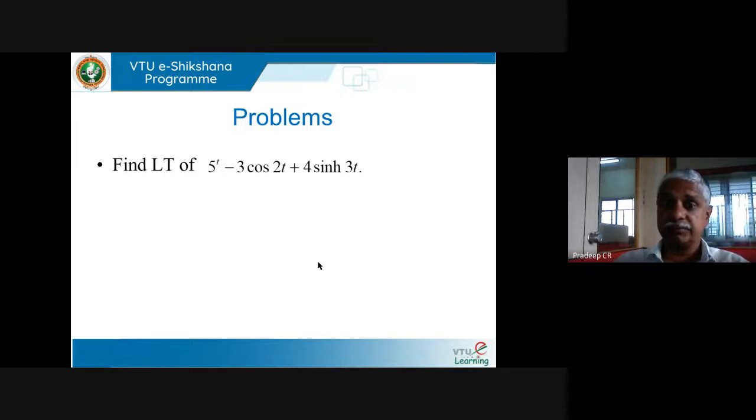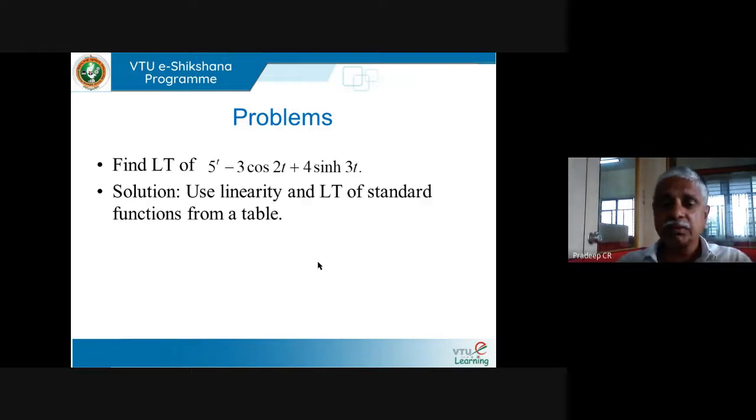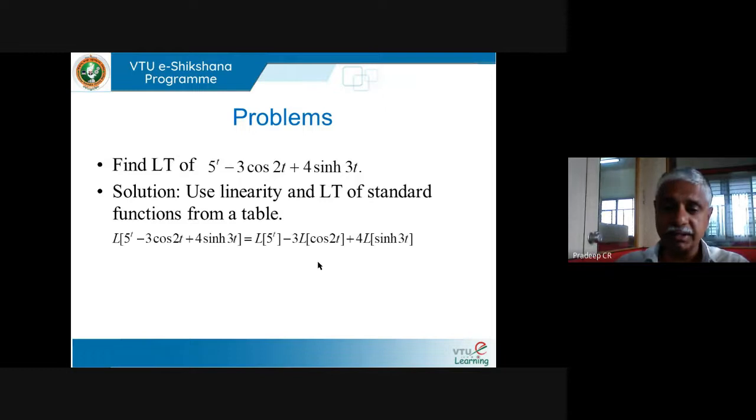One more problem. Find the Laplace transform of 5 power t minus 3 cos 2t plus 4 sine hyperbolic 3t. So use again linearity and the Laplace transform of standard functions from the table. This is the Laplace transform of each term: Laplace of 5 power t minus 3 times Laplace of cos 2t. Right in the beginning, I've taken 3 out. And then I'll take out 4 also, so 4 times Laplace of sine hyperbolic 3t.